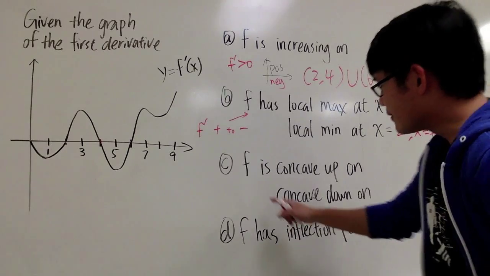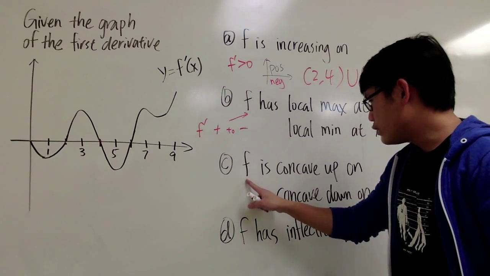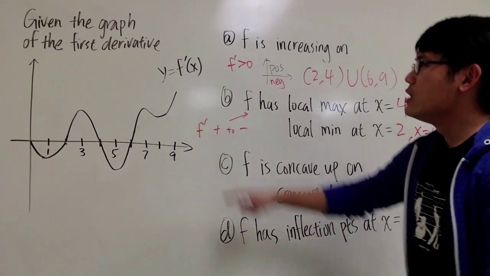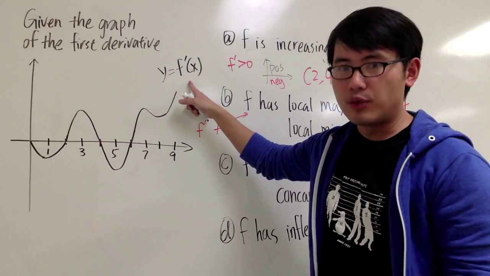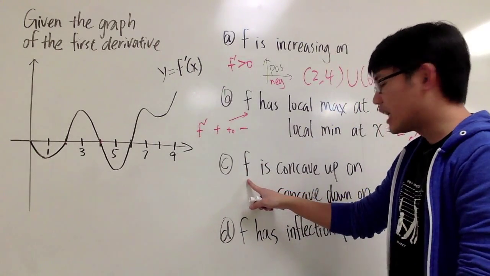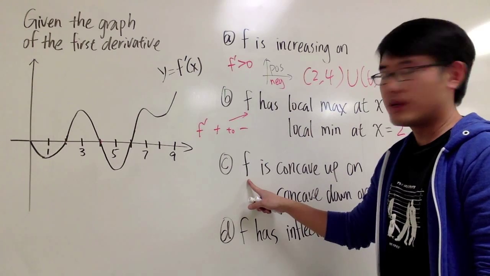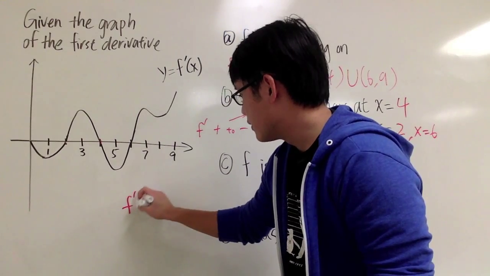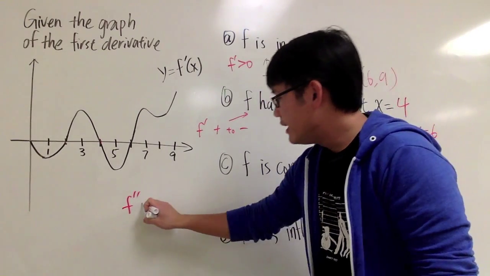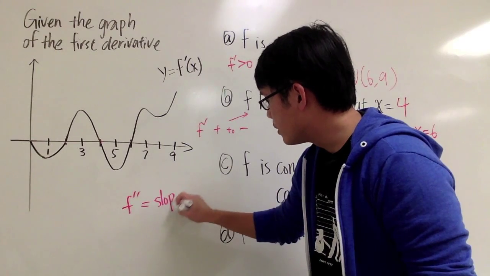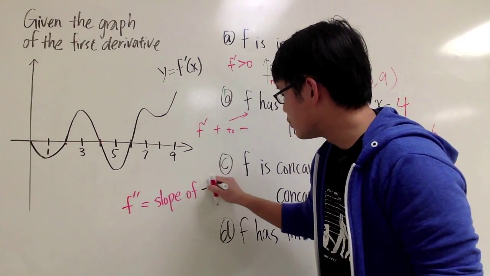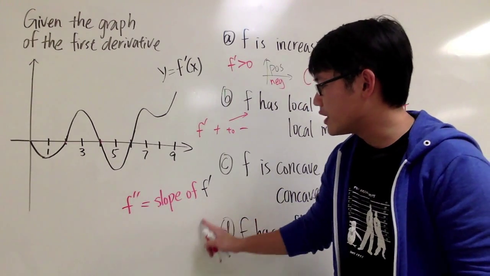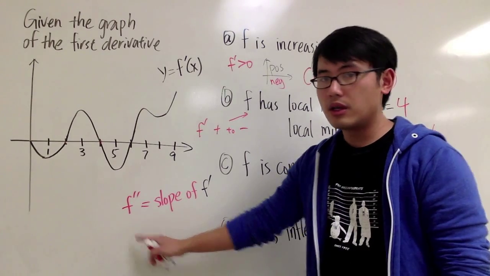Okay, and now part C, the original function f is concave up on what interval? We are given the first derivative. To get concave up, we need to look at the second derivative. So what can we do? For the second derivative, let me just write this down. For the second derivative, this means we can look at the slope of the first derivative.